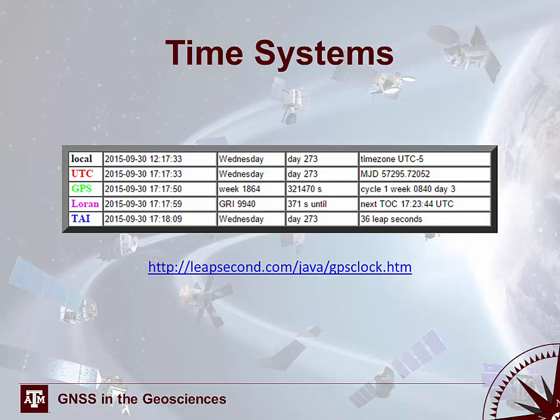So if you want more information about the different time systems, you can go to leapsecond.com/java/gpsclock.htm, and that'll bring up a page which contains something like this. The time is going to be continuously updated, so you'll see it counting up every second. But you can also see that there's a mismatch, that the local time is not the same as the UTC time, which is not the same as the GPS time or the LORAN or the TAI time.